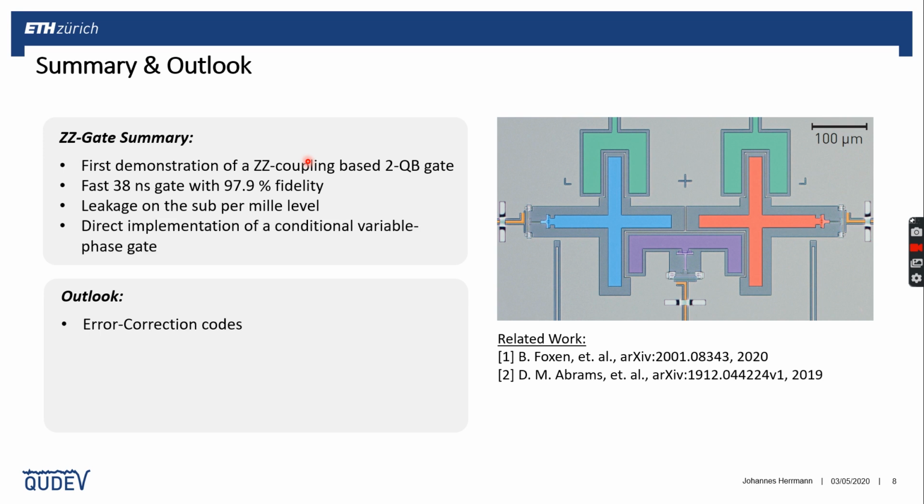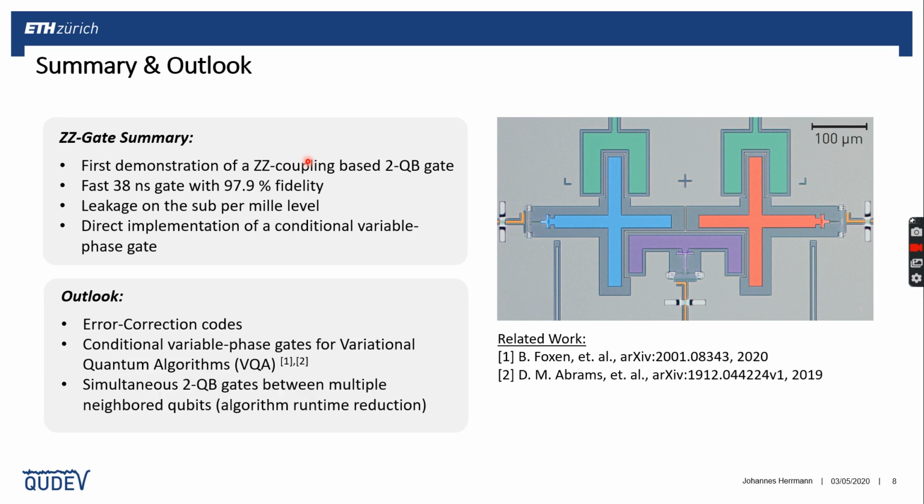We also showed a way to directly implement a conditional variable phase gate where we can vary this angle, which is important for applications where we need this type of gate, for example, in a variational quantum algorithm, such that we can have a more efficient implementation there. And last but not least, since this mechanism is now purely dispersive, one could think about really parallelizing the execution of 2-qubit gates. That means doing them simultaneously, which can help you to reduce the runtime of certain algorithms.